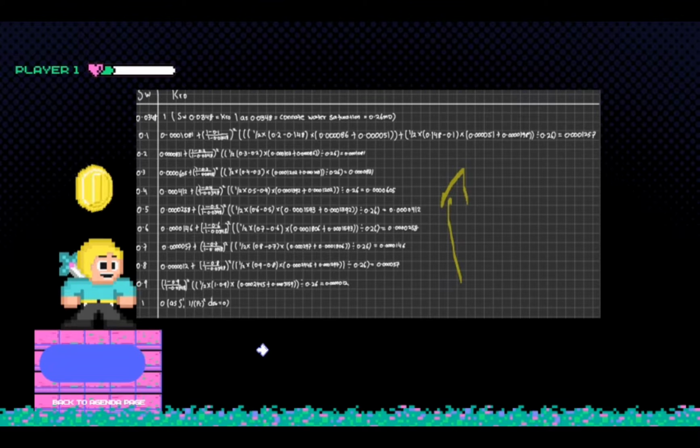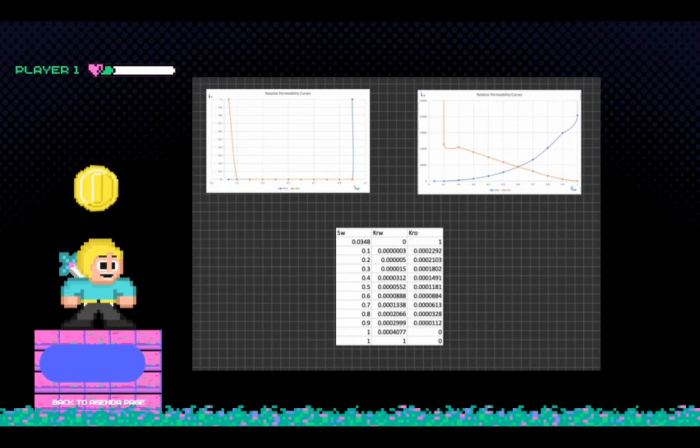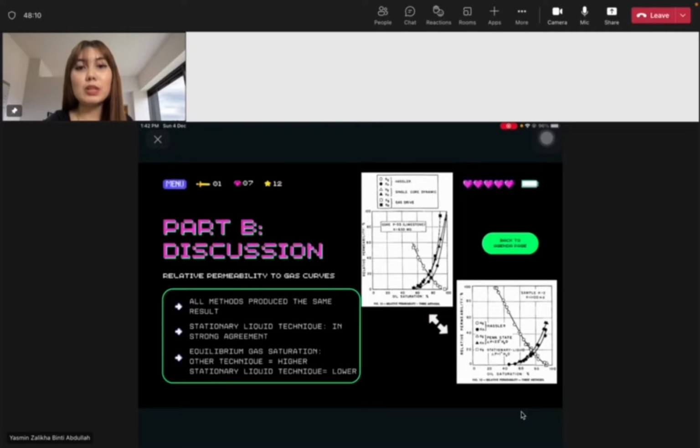After that, once we calculate the values, we integrate them in this format and then plot the graph, which initially looks like this. We can see what is going on in here once we zoom out into the graph, and this is what our graphs look like. Thank you guys. Next is the discussion part on relative permeability toward gas curve and oil, and also the time requirement per sample.